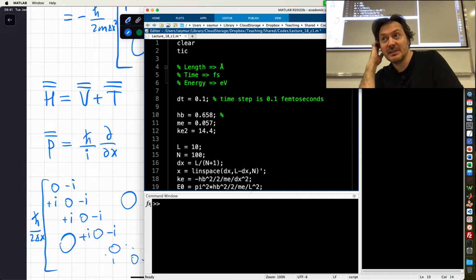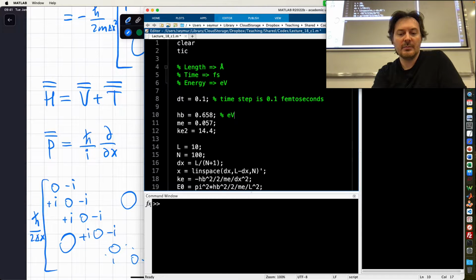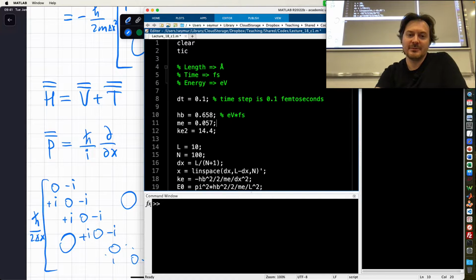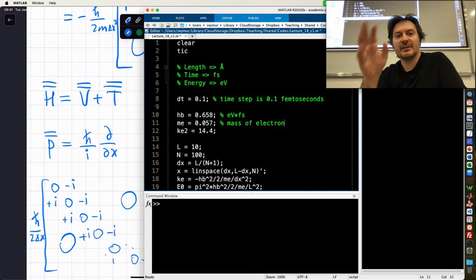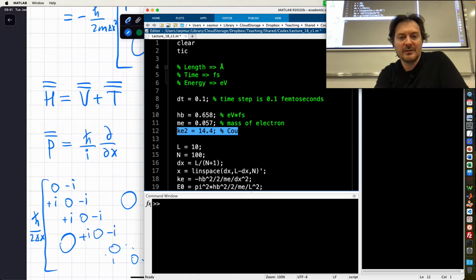Okay? What is this? This is h bar, but in units of electron volt times femtosecond. Yes, h bar is energy times time, right? This is the mass of the electron, in terms of these electron volts, femtoseconds, angstroms. And what is this? This is the Coulomb constant multiplied by the electron charge squared.